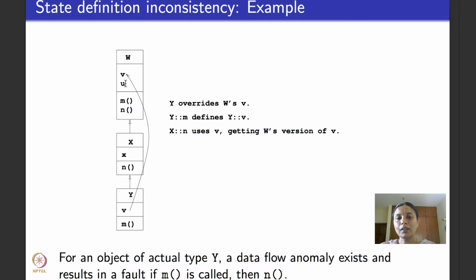Is that clear? So now for an object of actual type Y, there can be a data flow anomaly if M is called and then N is called, because X is actually expecting W's version, whereas Y has already overridden it. So the V that is sent is basically not the expected V. So the state part corresponding to that of V is inconsistent.